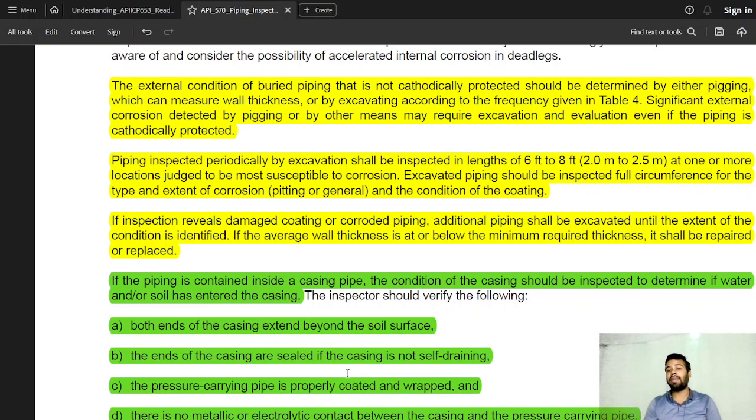Piping inspected periodically by excavation shall be inspected in lengths of 6 to 8 feet at one or more locations judged to be more susceptible to corrosion. Excavated piping should be inspected around its full circumference for the type and extent of corrosion and the condition of the coating. If the inspection reveals damaged coating or corroded piping, additional piping shall be excavated until the extent of damage is identified. If the average wall thickness is below the minimum required thickness, it shall be repaired or replaced.